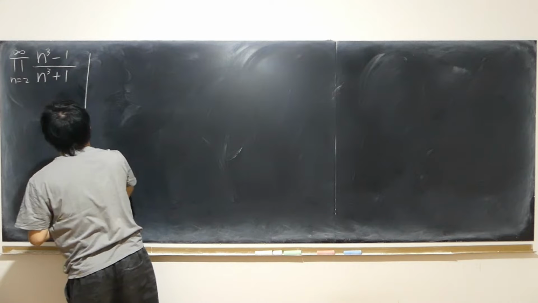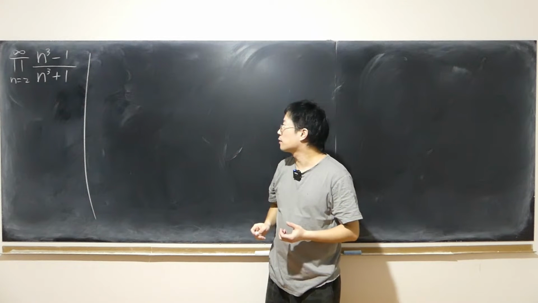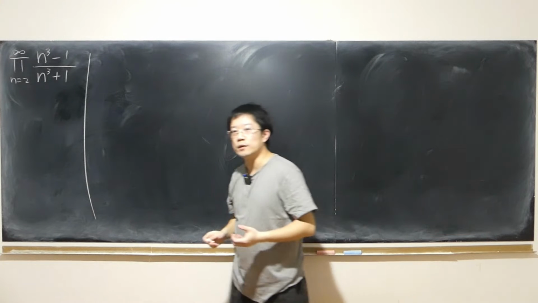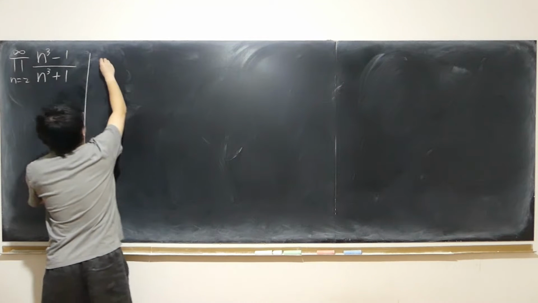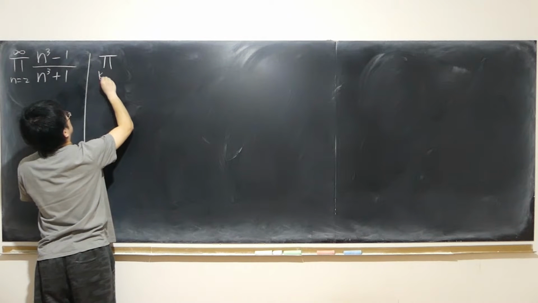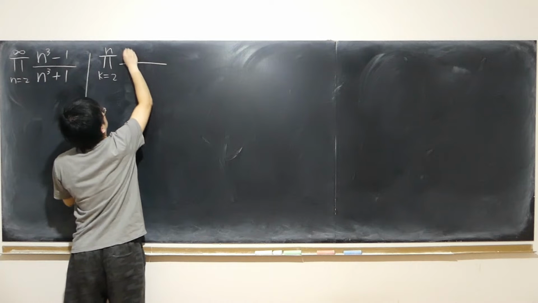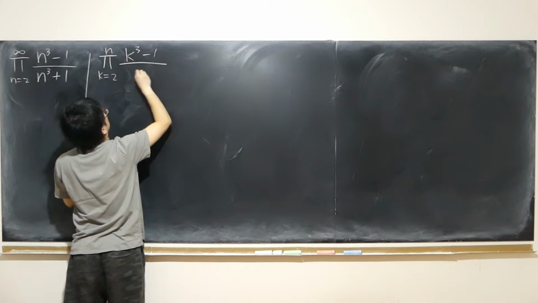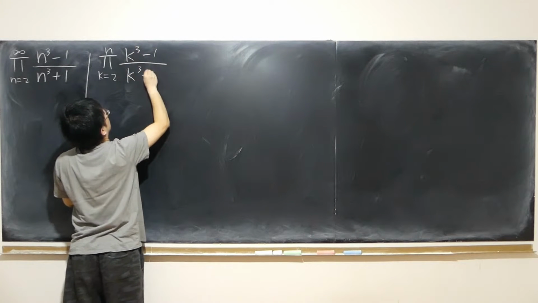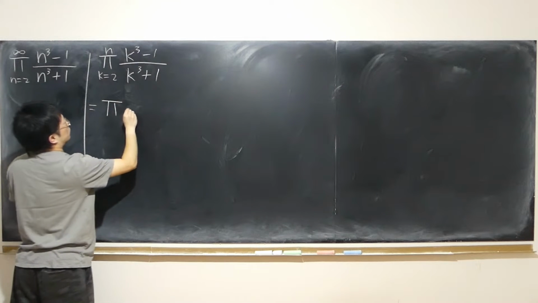Instead of writing everything down in detail and finding the pattern, I'll just go ahead and use the reindex technique. So first, let's look at the partial product, k from 2 all the way up to n of (k cubed minus 1) over (k cubed plus 1). Now we obviously want to factorize it.